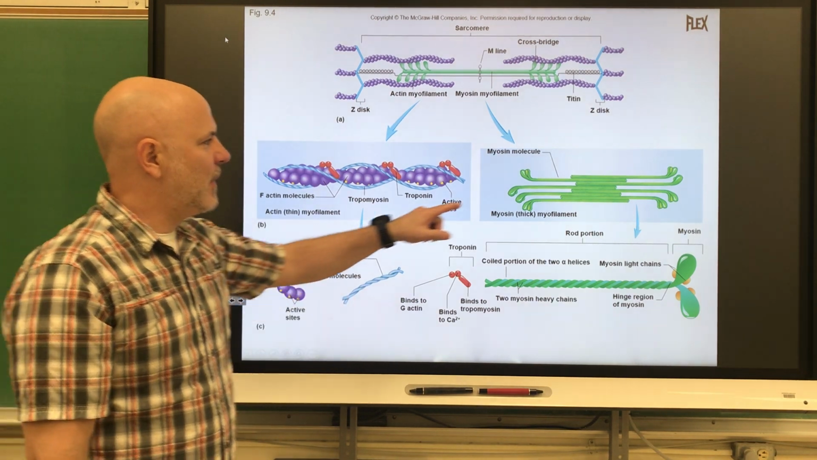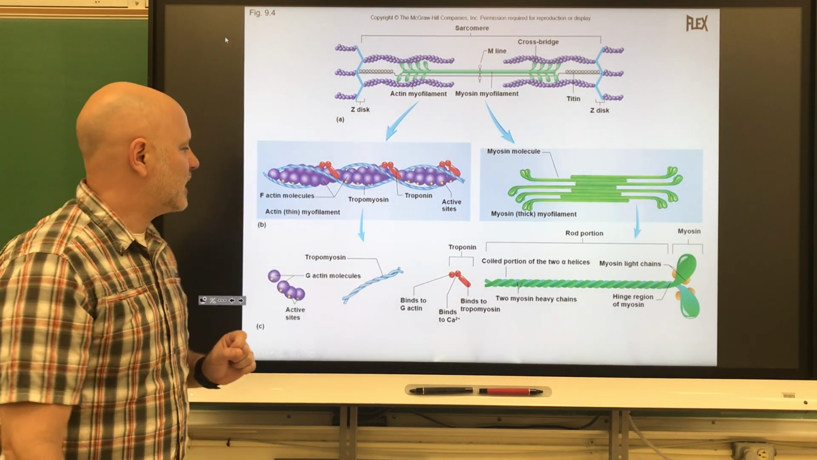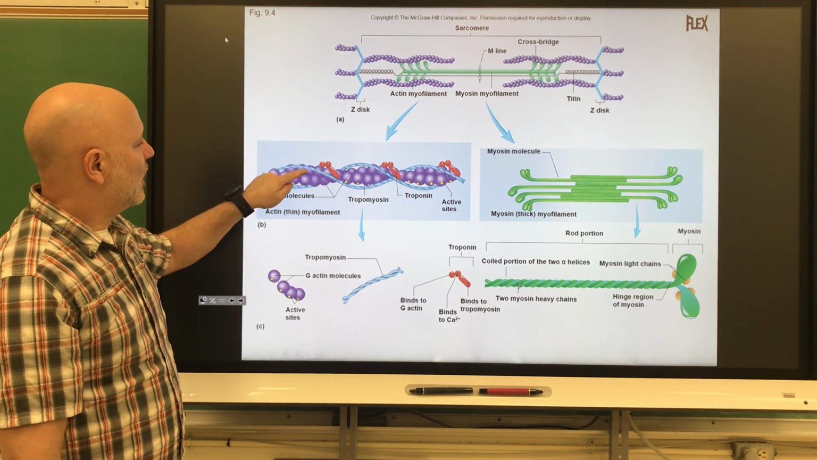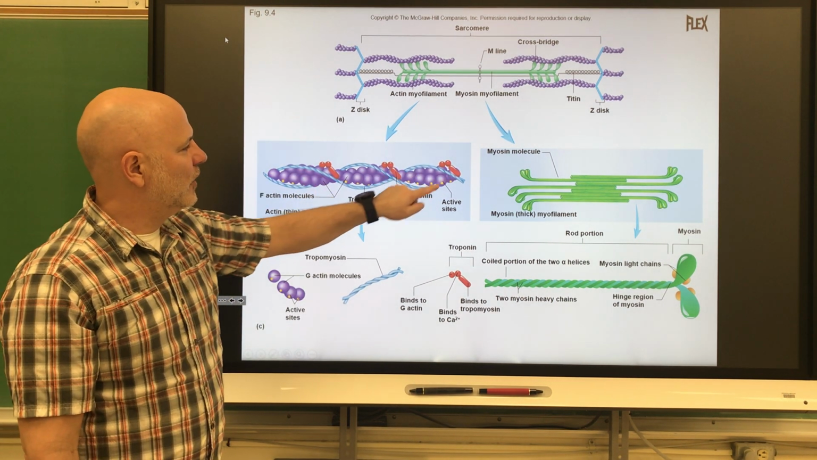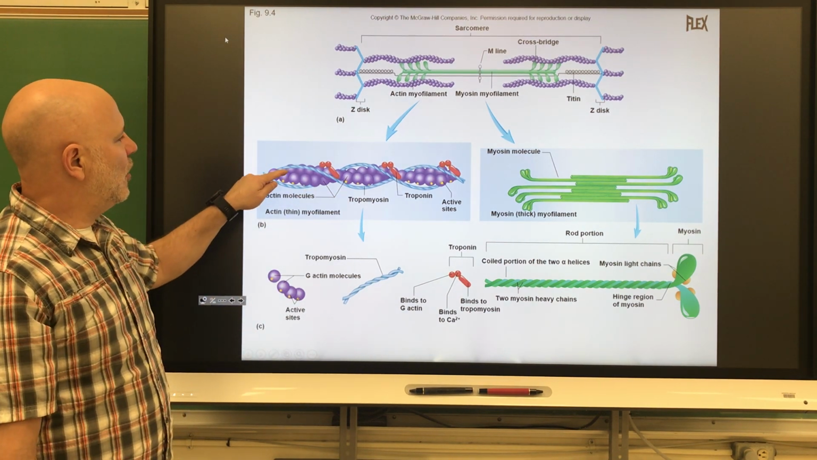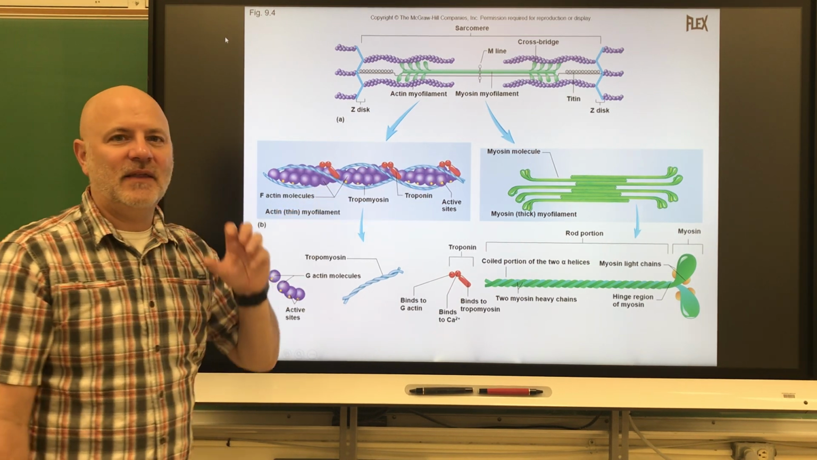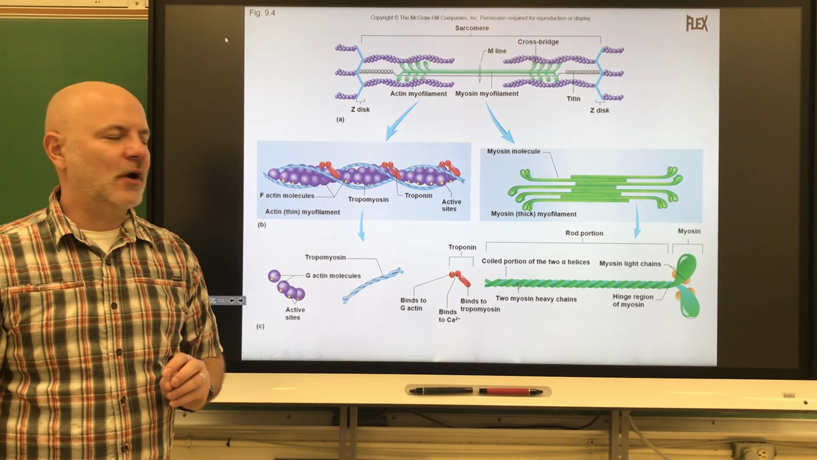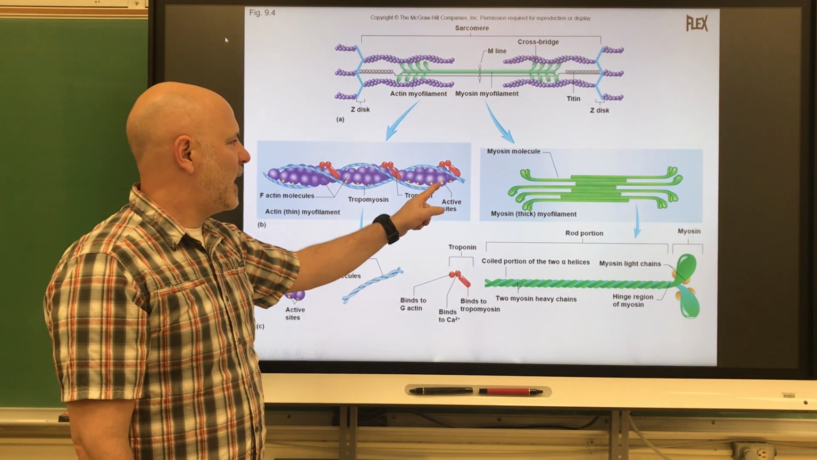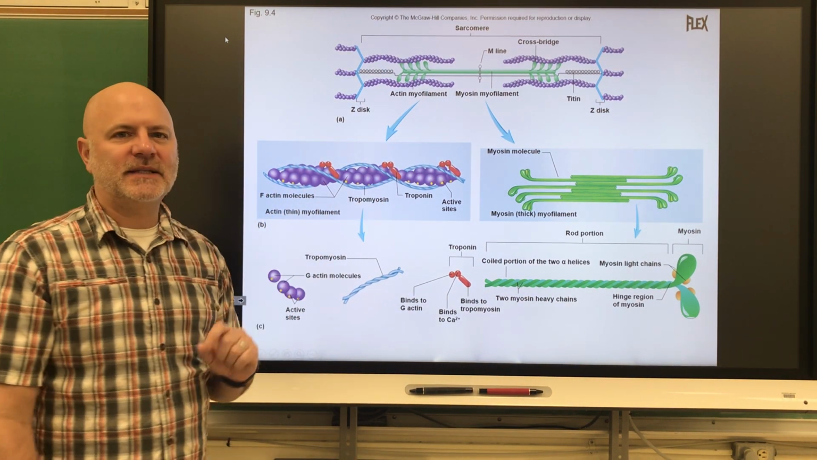But what prevents the myosin from just grabbing onto that actin is this protein complex. We see 2 other proteins here on the actin myofilament. One is tropomyosin, shown here in blue, and the other is troponin, shown there in red. What these 2 proteins do together is they block the active site. By blocking the active site, that prevents the myosin from binding to the actin. So we call this the troponin-tropomyosin complex.